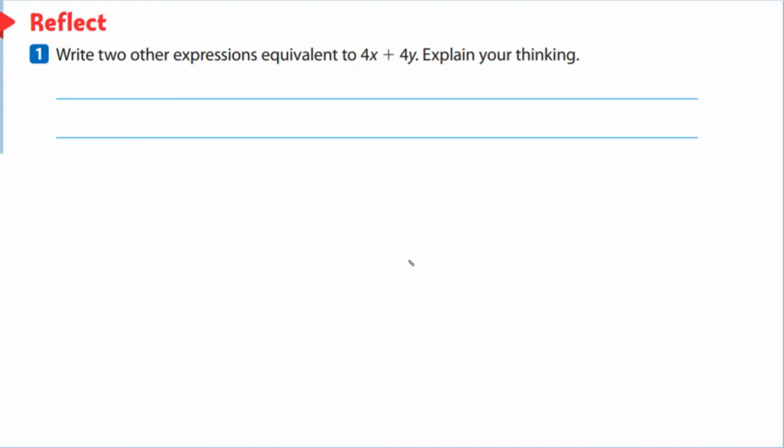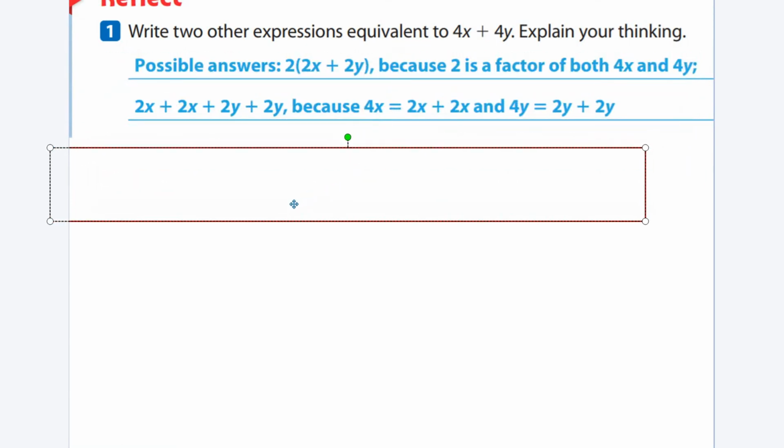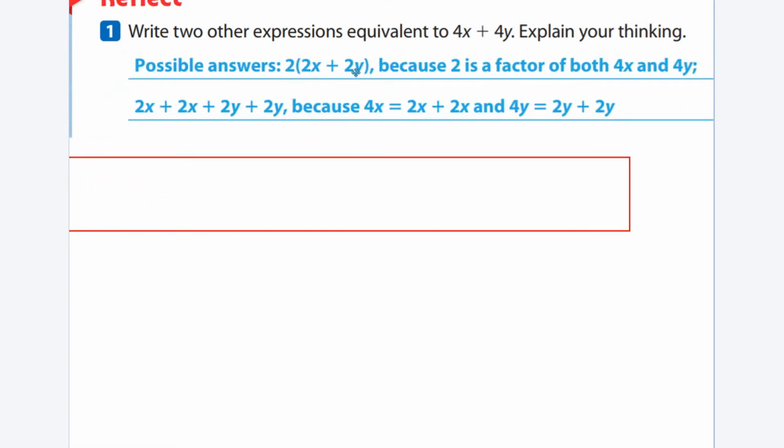Let's reflect on what we just learned and see if you can write two other expressions equivalent to 4x plus 4y and explain your thinking. So I will pause that video and then we will give you an example of an answer, because there could be multiple answers here. So the possible answers that we got was 2 times 2x plus 2y, because 2 is a factor of both 4x and 4y. So 2x plus 2x plus 2y plus 2y, because 4x equals 2x plus 2x and 4y equals 2y plus 2y.